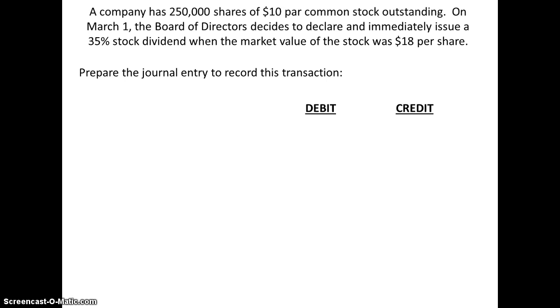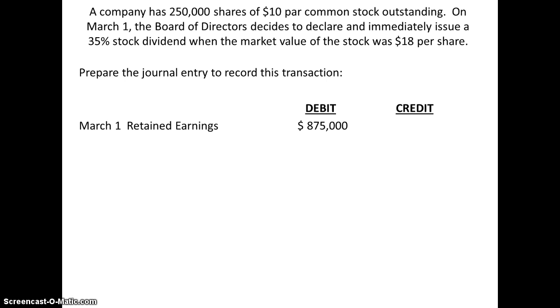So a large stock dividend, the problem looks basically the same. This one says a company has 250,000 shares of $10 par common stock. On March 1st, the board of directors is going to declare and immediately issue a 35% stock dividend when the market value of the stock is $18 per share. The good news is we don't need to know the market value. Because this is a large stock dividend, that means it will be recorded at the par value.